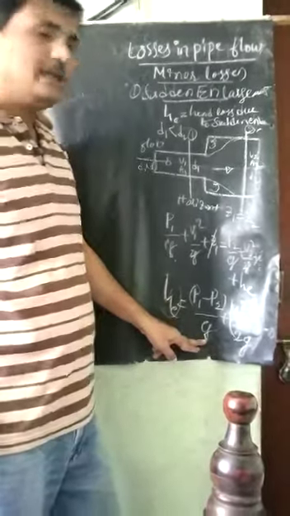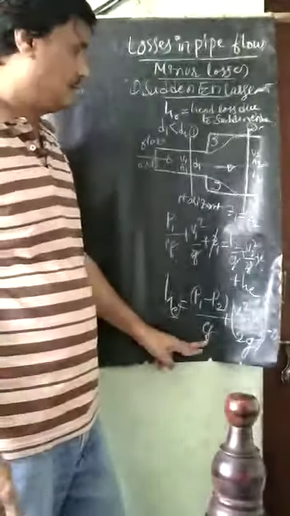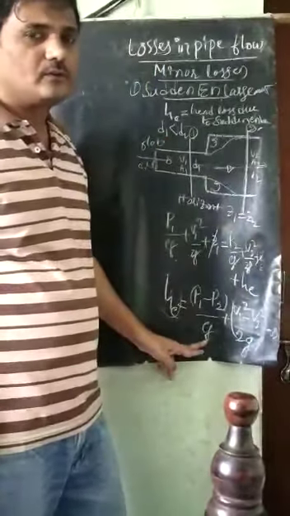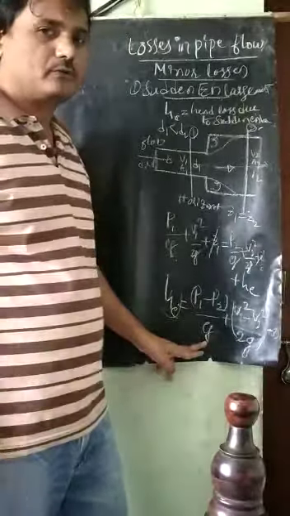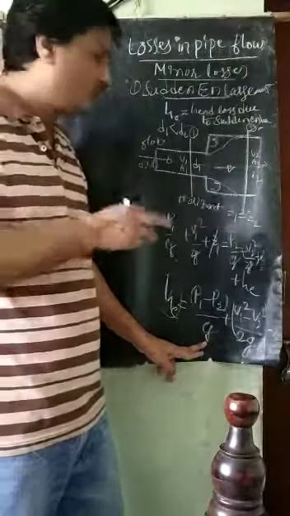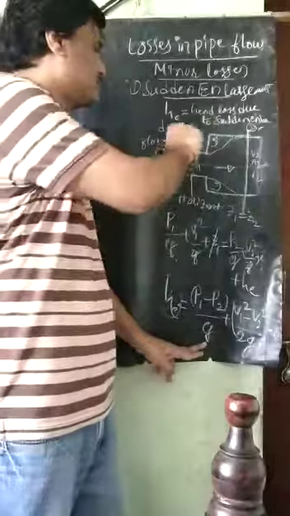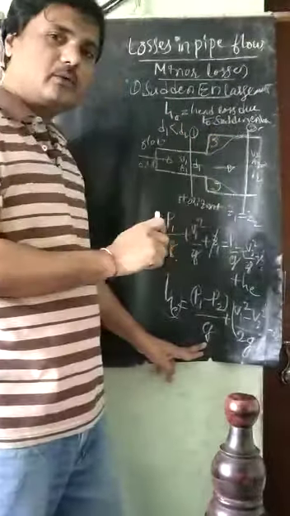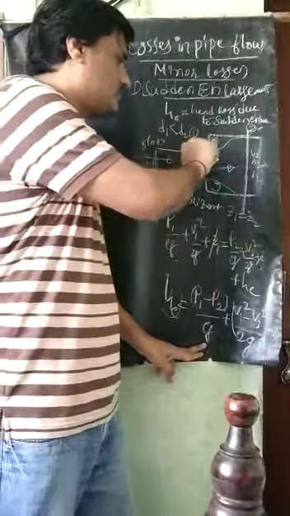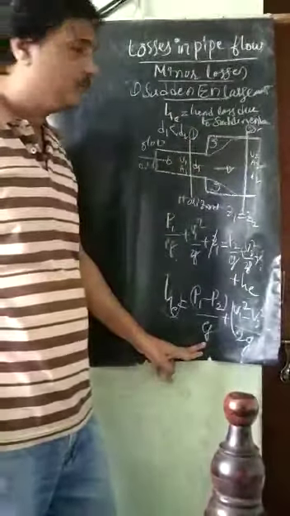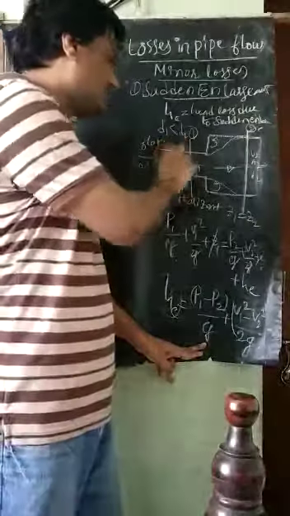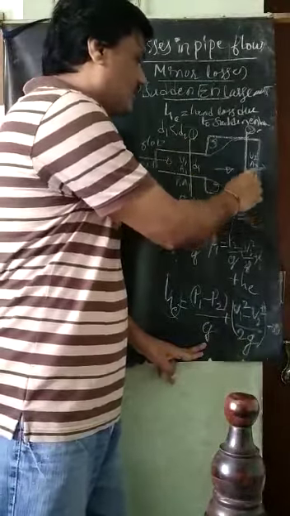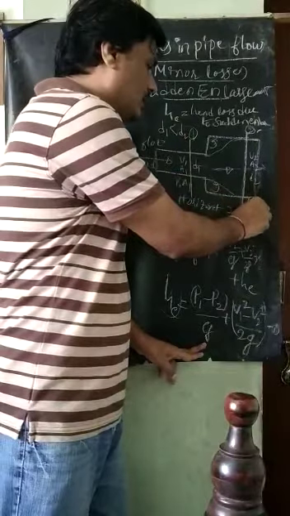Now another consideration will come in this case: the pressure forces. Because of the pressure difference only, fluid is flowing. So the pressure force at section 1 is more than at section 2, as fluid always moves from the higher pressure to the lower pressure zone. The pressure force at section 1 is P1A1, and the pressure force at section 2 is P2A2.